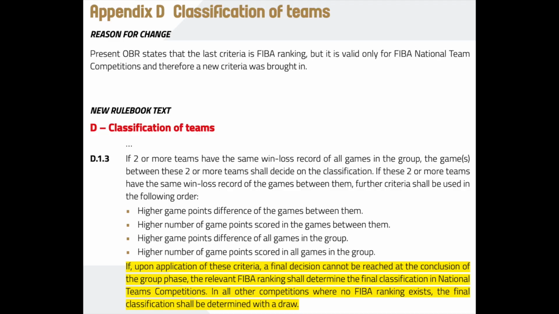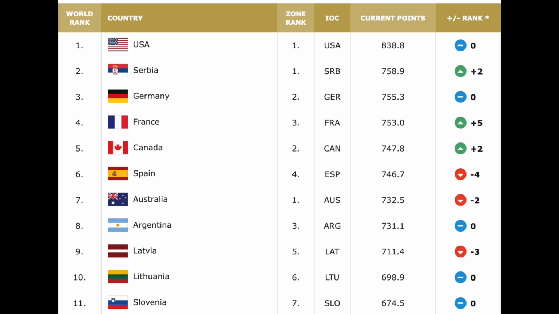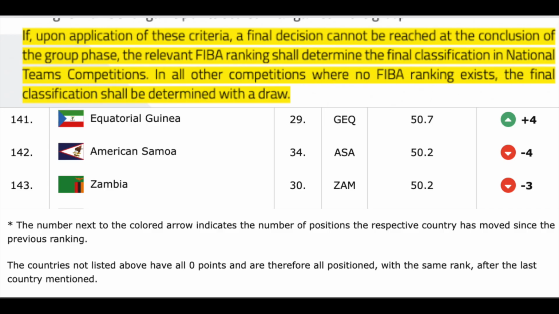They need to make adjustments to the classification of teams because the present OBR stated that the last criteria is the FIBA ranking, but that is only valid for FIBA national team competition, and therefore a new criteria is brought in: after application of those criteria, if a final decision cannot be reached at the conclusion of the group phase, then the relevant FIBA ranking shall determine the final classification in national teams competitions. And in all other competitions where no FIBA ranking exists, the final classification shall be determined with a draw.